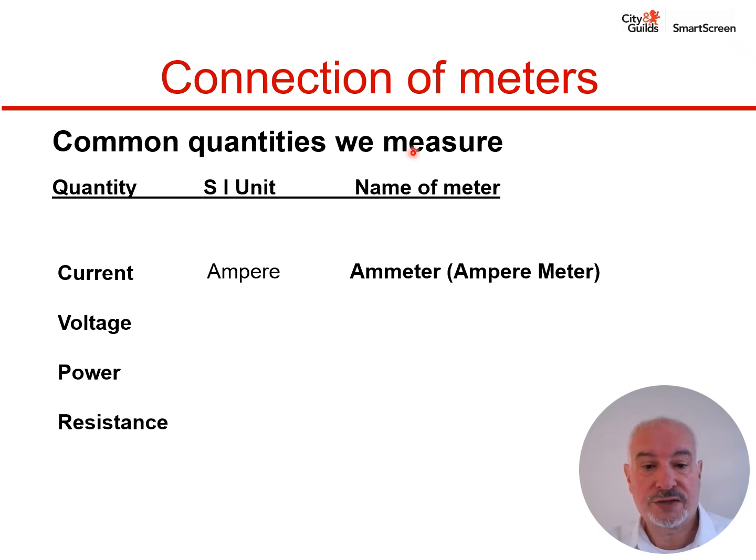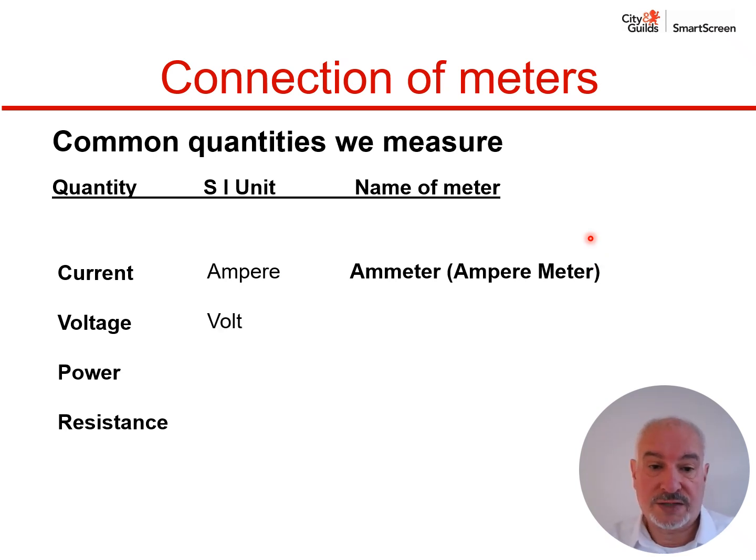Now you'll notice that the word ammeter is really a combination of the first two letters of ampere and then the word meter. So we've dropped the P and it's simply ammeter, A-M-M-E-T-E-R. Sometimes it is referred to by its full name as ampere meter, but most commonly you'll hear the term ammeter.